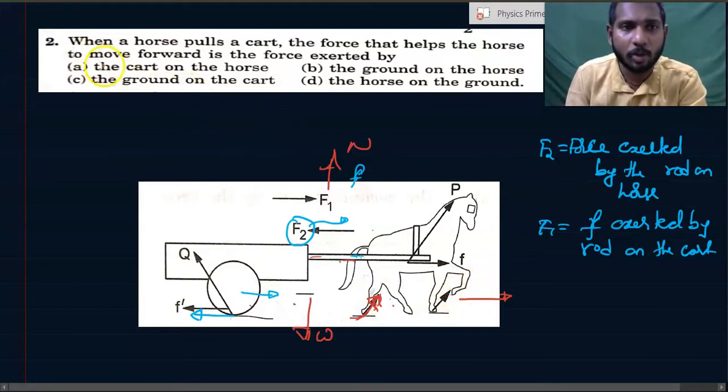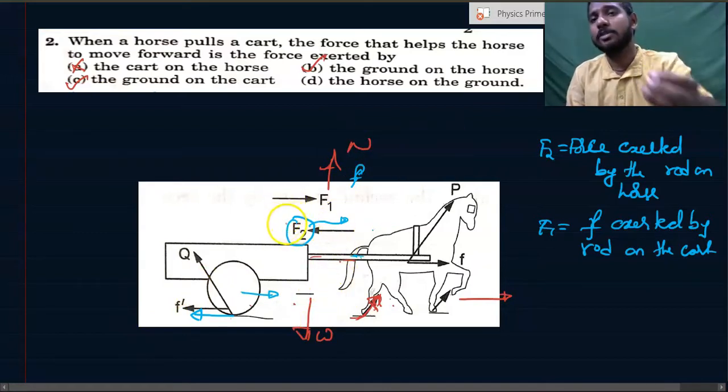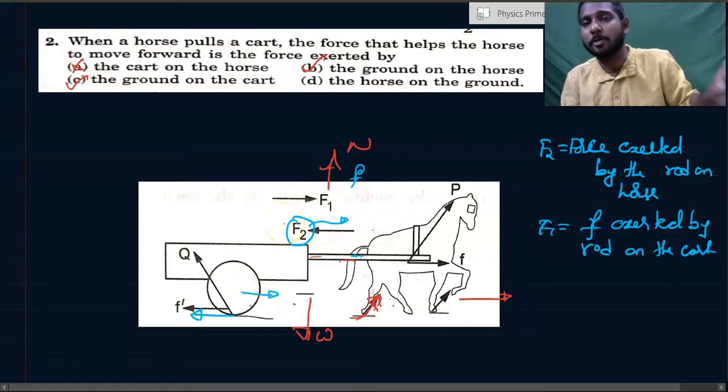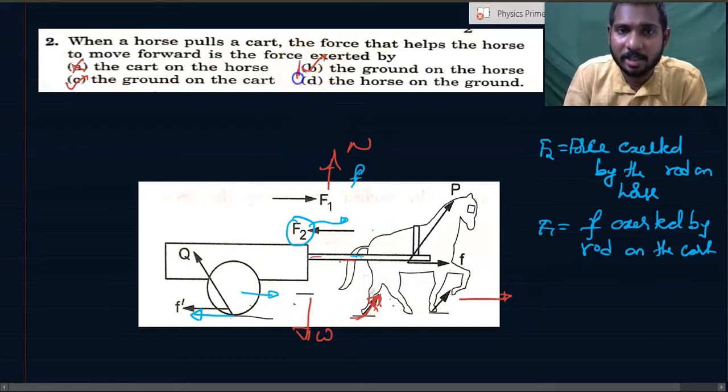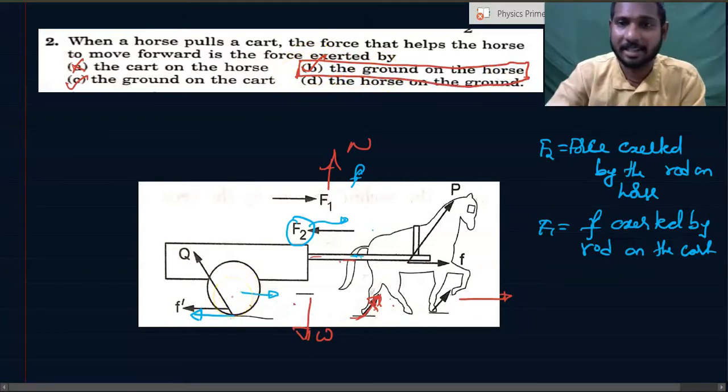So here the answer is what? The cart on the horse? No. The ground on the horse? Yes. Ground on the cart? No. Ground on the cart is actually exerting friction and friction is going backwards. The horse on the ground? No. The force exerted by the horse on the ground will be responsible for ground motion, but the ground will be at rest. The ground on the horse is responsible for the motion of the horse ahead. So let us go to the next question.